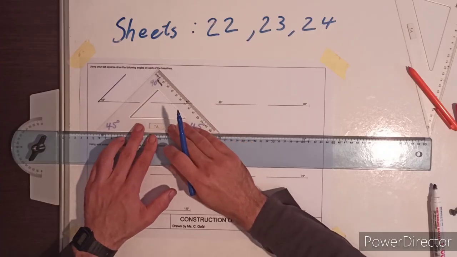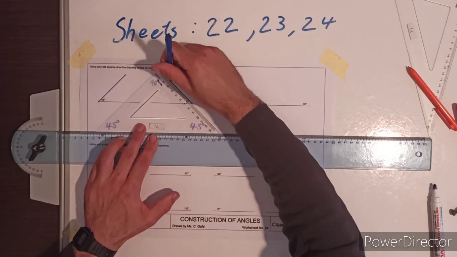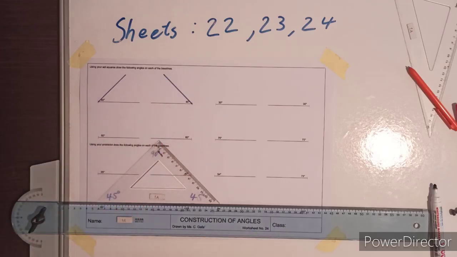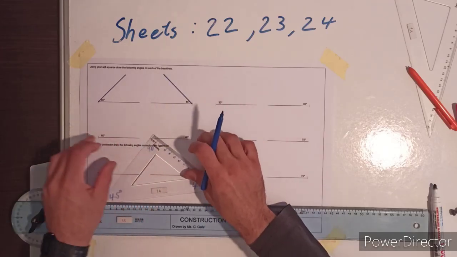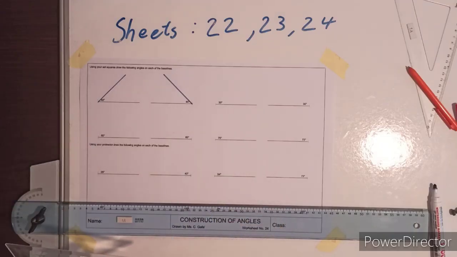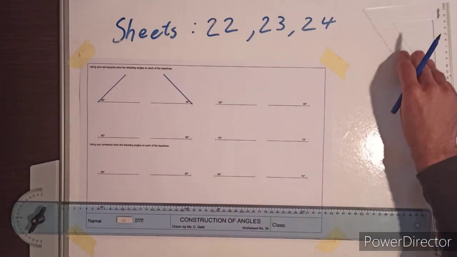The other side, we're going to do the same thing. We're going to do that as well. Okay, so those are two angles of 45 degrees. The next one, 60 degrees. Now this angle, 30 degrees, sorry. This angle doesn't have an angle of 60 degrees.